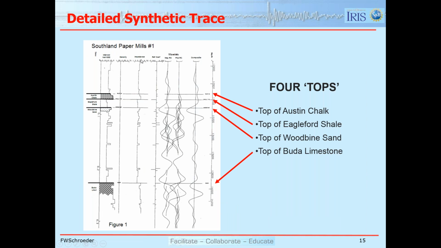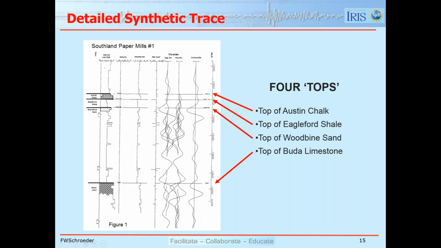We have velocity, we have density, we have impedance, we have the reflection coefficients. These are all the wavelets, individual wavelets from negative reflection coefficients. These are all the wavelets from positive, and if you sum them all together, you get the modeled or the composite trace. And we have 4 formation tops.